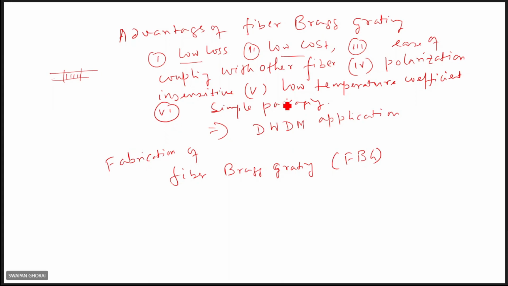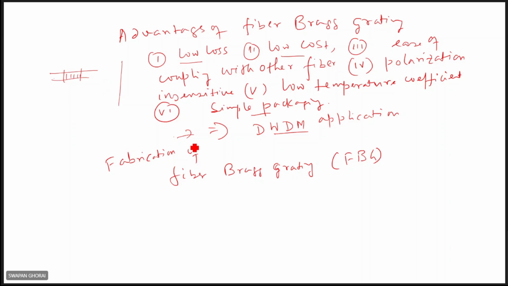Polarization insensitive, low temperature coefficient, and simple packaging. So these are the distinct advantages of fiber Bragg gratings, and basically it is used in DWDM systems. This is the modern technology for optical communication systems. Dense wavelength division multiplexing: wavelength multiplexing we have seen, but in dense wavelength multiplexing there will be more than 16 wavelengths. Generally, 16 to 100 wavelengths can be there, right? So these are the advantages, and it's based on the grating equations.